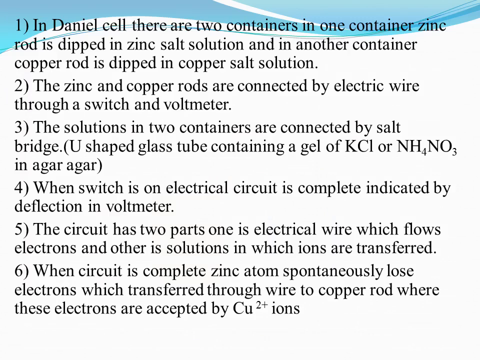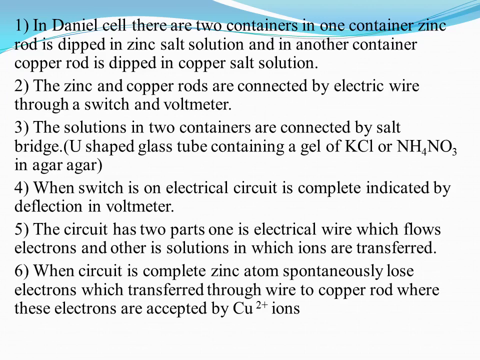In Daniell cell, there are two containers. In one container, zinc rod is dipped in zinc salt solution, and in another container, copper rod is dipped in copper salt solution. Second, the zinc and copper rods are connected by electric wire through switch and voltmeter. Third point, the solutions in two containers are connected by salt bridge. Salt bridge means a U-shaped glass tube containing a gel of KCl or NH4NO3, ammonium nitrate, in agar-agar solution. Next, when switch is on, the electrical circuit is complete, indicated by deflection in voltmeter.